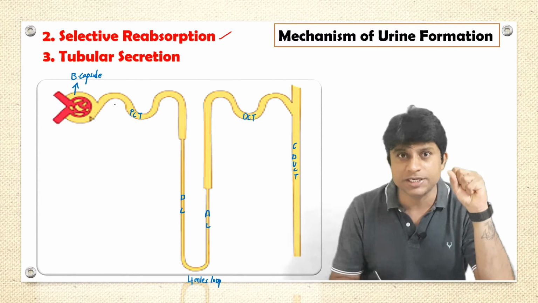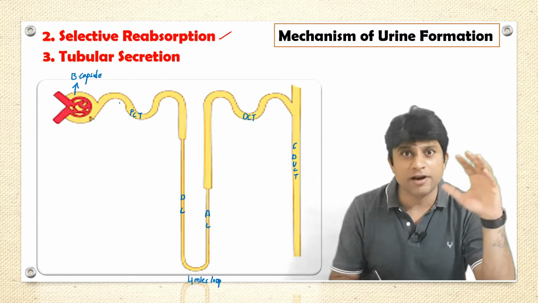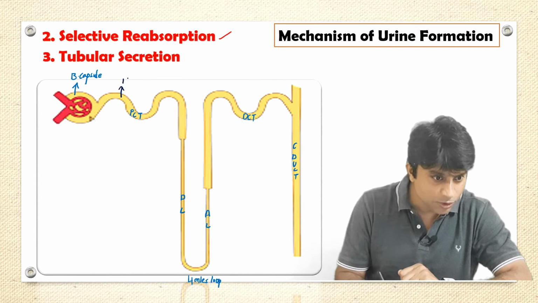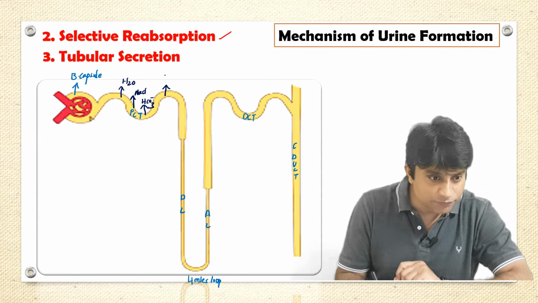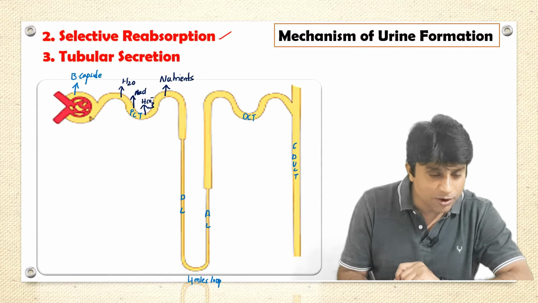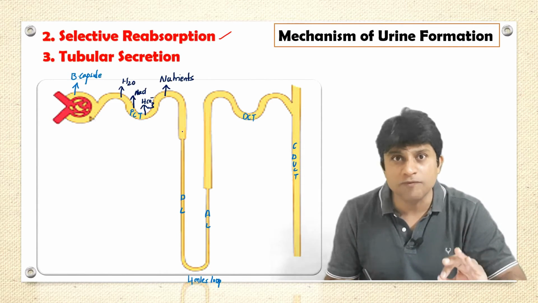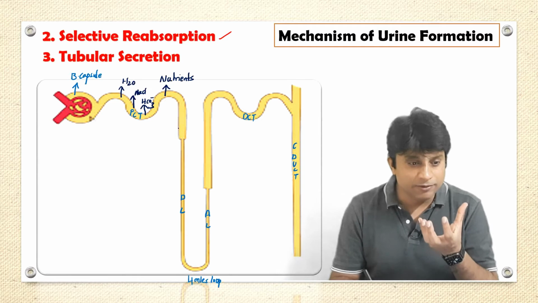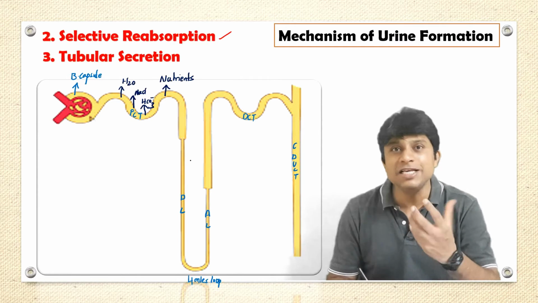So first it starts with the PCT. I said 70 to 80% of the glomerular filtrate is reabsorbed. So from the PCT, 70 to 80% of the water and electrolytes like sodium chloride and bicarbonate ions are reabsorbed, and also most of the nutrients like glucose and amino acids are reabsorbed from the proximal convoluted tubule. From the proximal convoluted tubule, the glomerular filtrate now enters into Henle's loop.